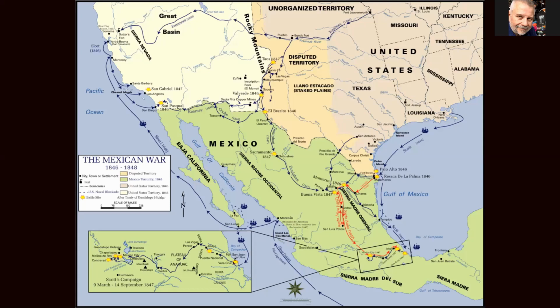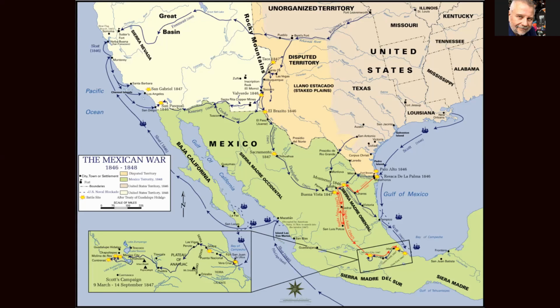Robert E. Lee is a middle-ranking officer in Mexico. Thomas Jackson serves under McClellan. Ulysses S. Grant actually meets Robert E. Lee during the Mexican War. Thomas Jackson, of course, serves in this war as an artillery officer. Both Jackson and McClellan are actually graduates of the class of 46. They arrive in Mexico as lieutenants.